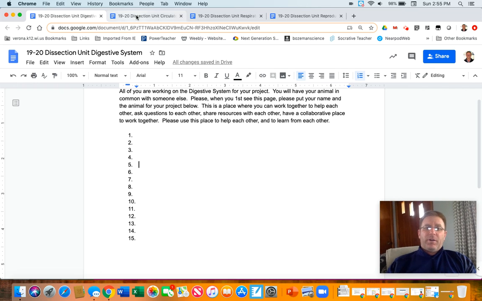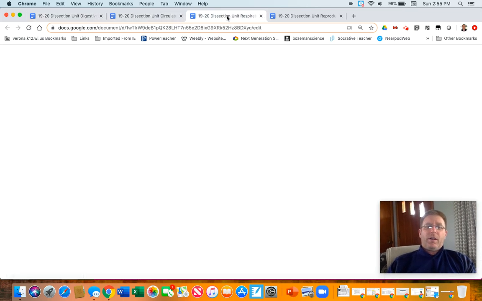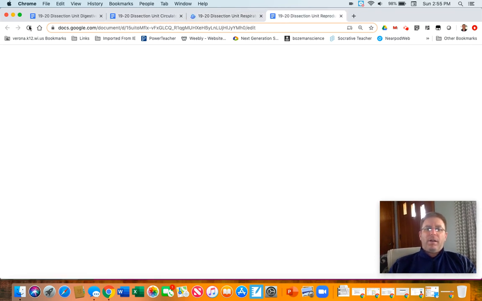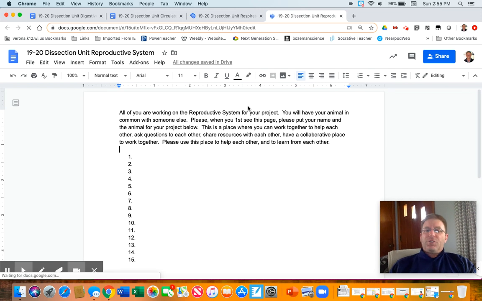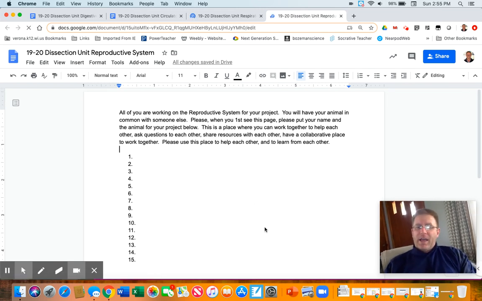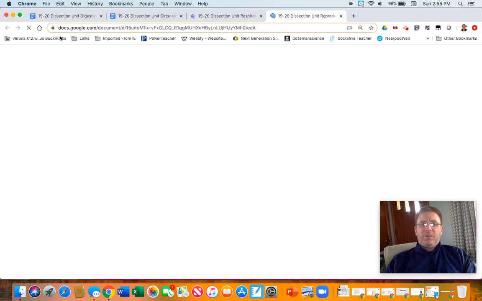So there's the digestive one, here's circulatory, here's, this should be respiratory. Yep, I don't know why it's not coming up. And then reproductive. So we've got everybody's stuff here. So you all have access to these as we go through this process. There we go. There's the respiratory one, and then here's the reproductive one. So as you get in there, put your name in there and what animal you're doing. That'll help to make everything a lot easier for all of us.